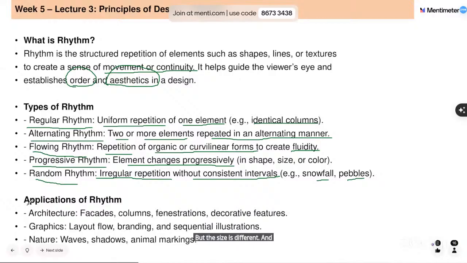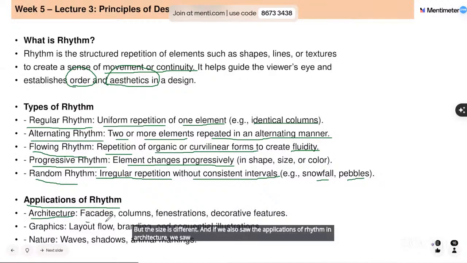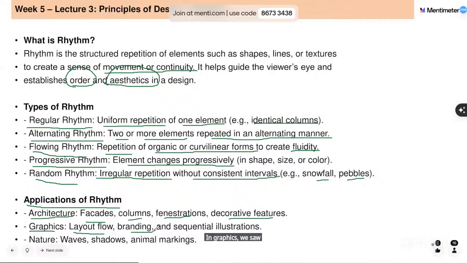And we also saw the applications of rhythm in architecture: building facades, columns, fenestrations, decorative features. In graphics, we saw layout flow, branding, and sequential illustrations. While in nature, we saw waves, shadows, and animal markings.